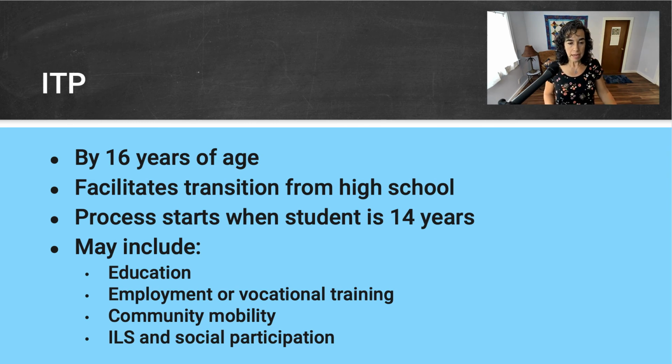And the ITP may include information about education, employment or vocational training, community mobility, so like taking bus, learning to drive, Uber, etc., and independent living skills, that's what ILS stands for, and social participation. So we're going to look at all of those areas.